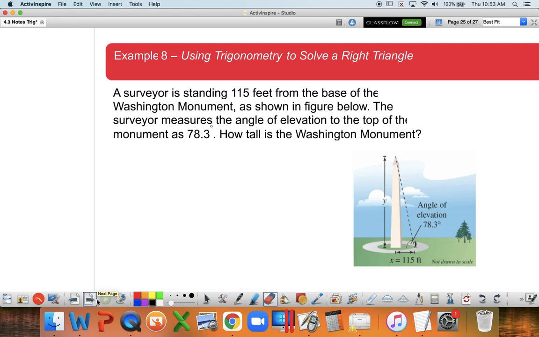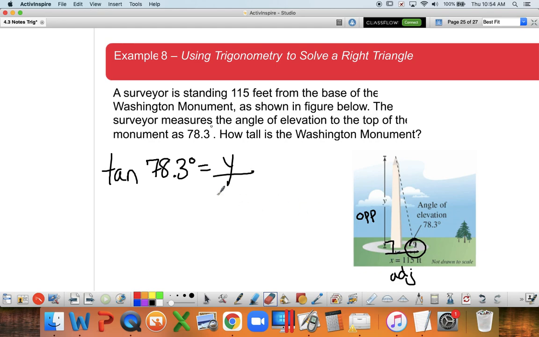A surveyor is standing 115 feet from the base of the Washington Monument, as shown in the picture. The surveyor measures the angle of elevation to the top of the monument as 78.3 degrees. How tall is the Washington Monument? So thankfully, they've given us a nice little picture here, right? This is my angle of importance. So this is my opposite side and my adjacent side. I don't care that much about the hypotenuse because I'm trying to find the opposite side. So I need to think of what trig function uses opposite and adjacent. Well, TOA, right? Tangent. We could use cotangent, but tangent's so much easier. It's on our graphing calculator. So the tangent of 78.3 degrees is equal to opposite over my adjacent side, which is 115.